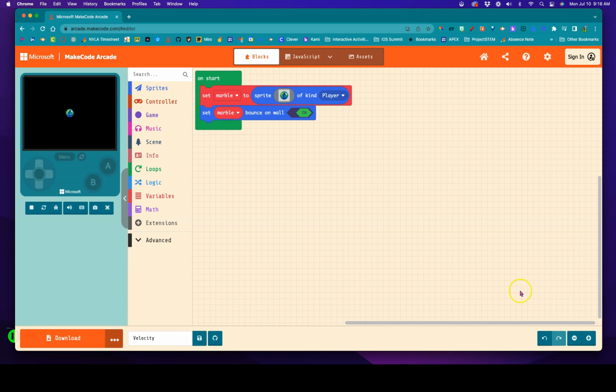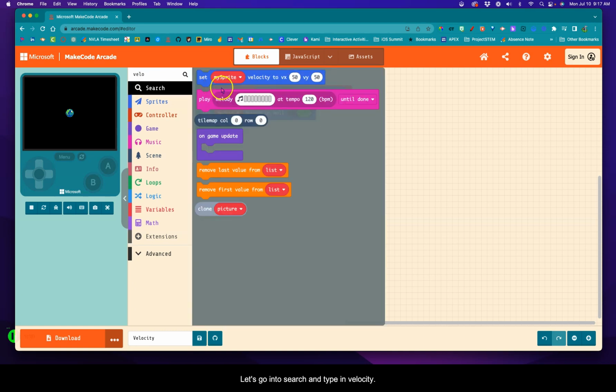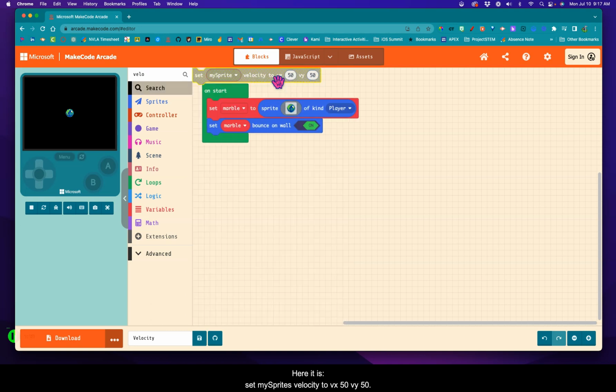Let's do this. I already added a sprite, and just so that the sprite stays in screen, we're going to have it bounce off the walls. The next thing we need to do is find the block that says set my sprite velocity to Vx 50, Vy 50. It's in the sprites category, but you know how much I love to use the search. Let's go into search and type in velocity. Here it is, set my sprite's velocity to Vx 50, Vy 50.